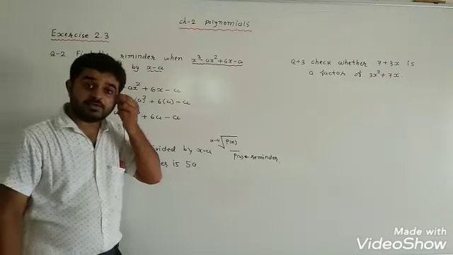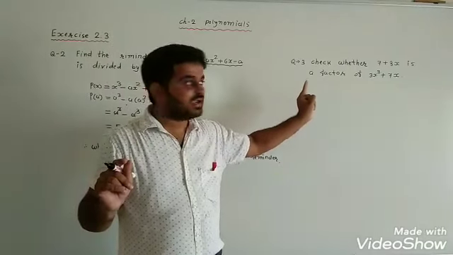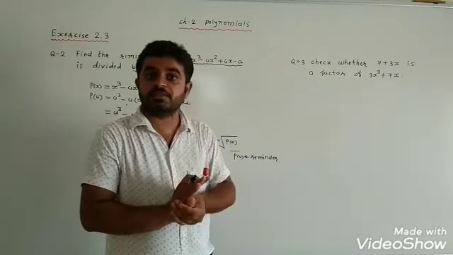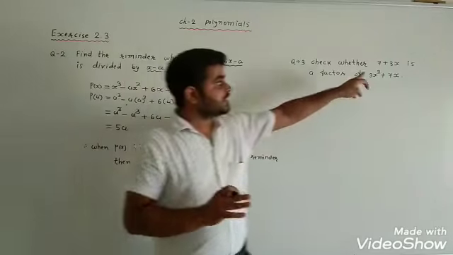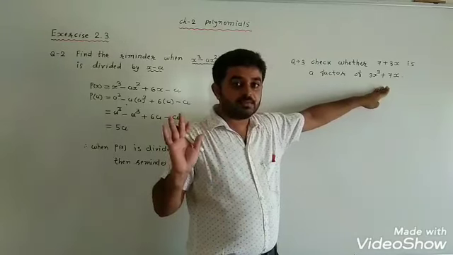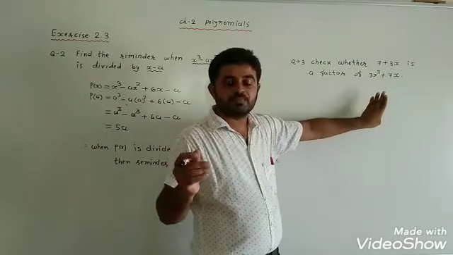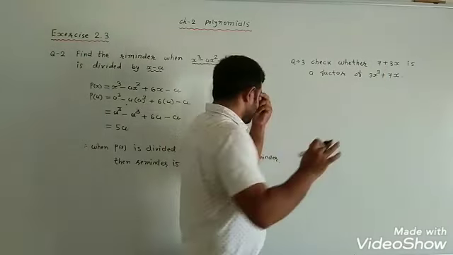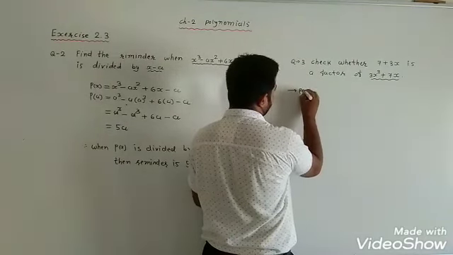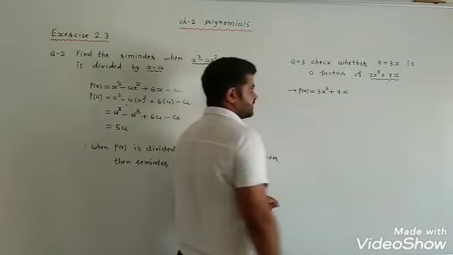Now question number 3. We have to check whether 7 plus 3x is a factor of 3x cube plus 7x. We can check by actual division, but the divisor is linear, so I do not want to do actual division. This sum is easy by using the remainder theorem. Let this polynomial be p of x. So p of x is equal to 3x cube plus 7x.